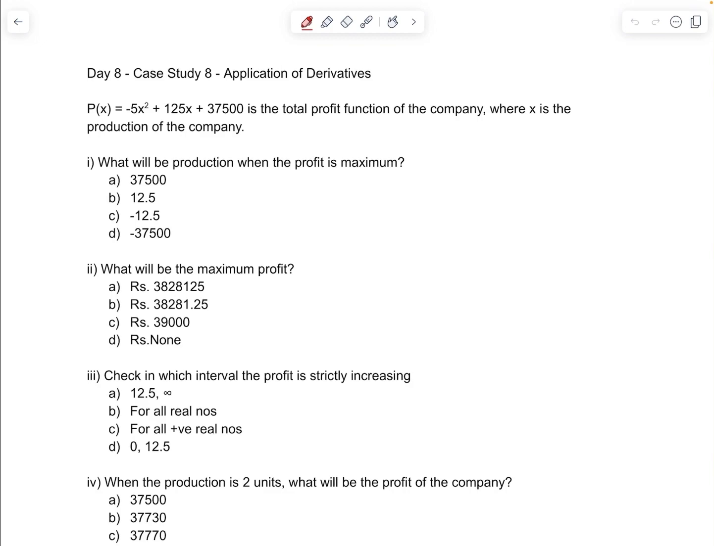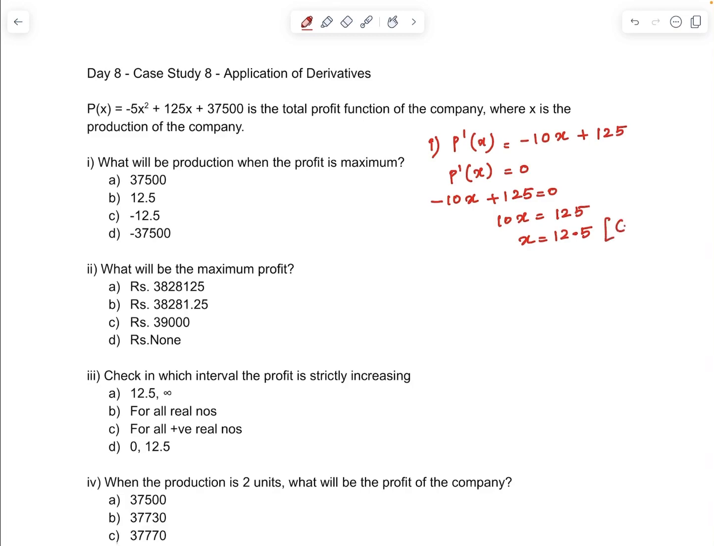So to do that, let's find p dash of x. P dash of x is minus 10x plus 125, making this p dash of x equal to 0. Minus 10x plus 125 is equal to 0. 10x is 125, x equal to 12.5, and this is a critical point.